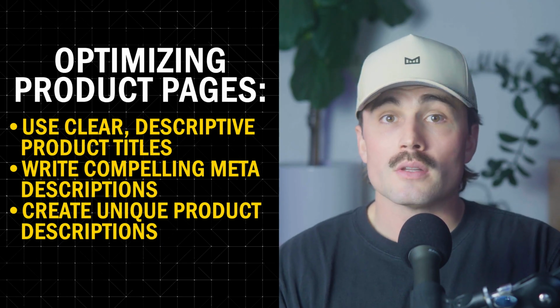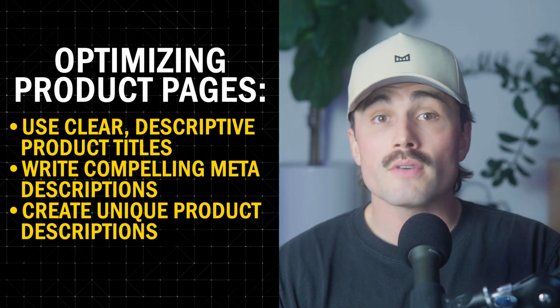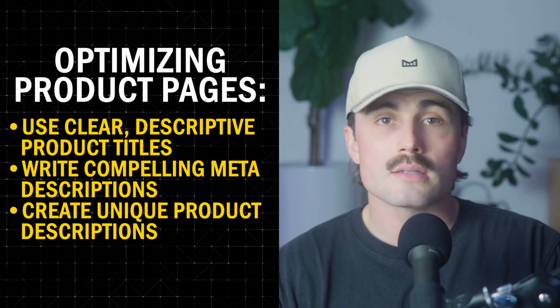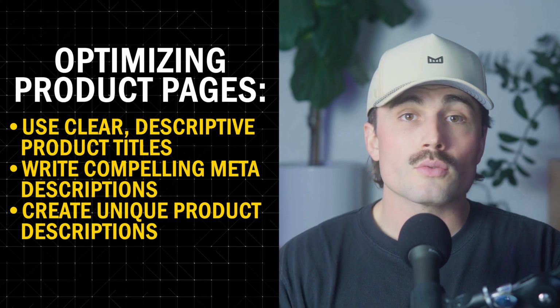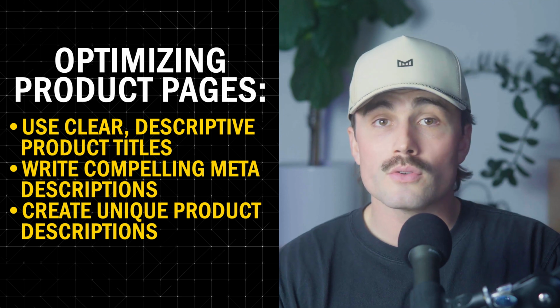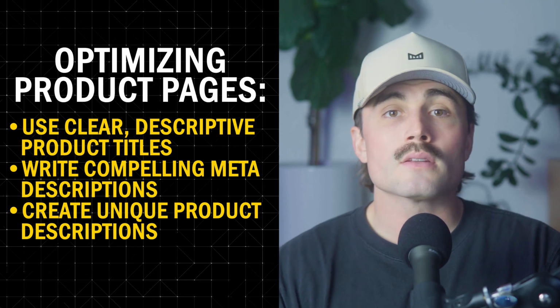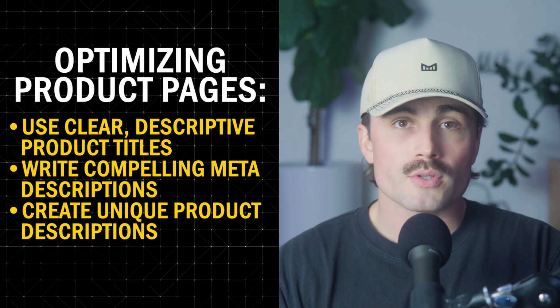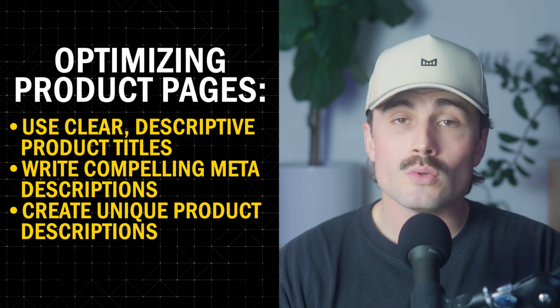Describe its features, the materials used, the benefits of owning it, and any unique selling points. Use headings H3 or H4 to break up the text into sections like features, materials, or sizing. This not only makes the description easier to read, but also helps search engines understand the structure. Avoid duplicate descriptions. Each product should have unique content.